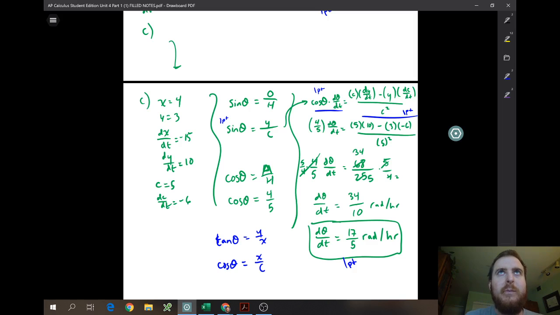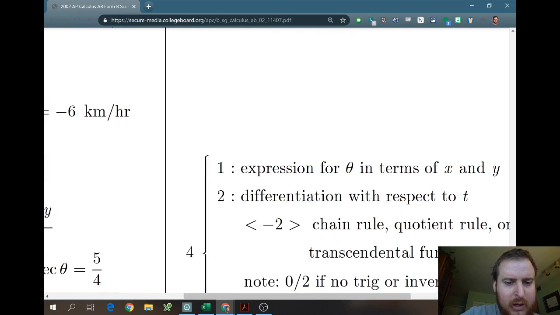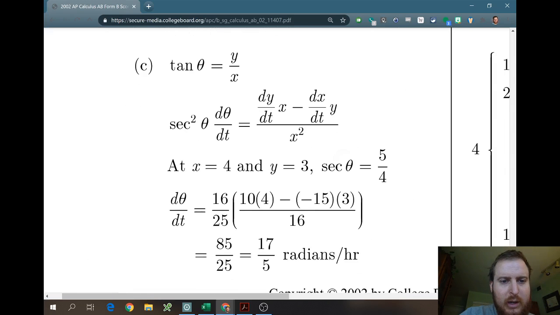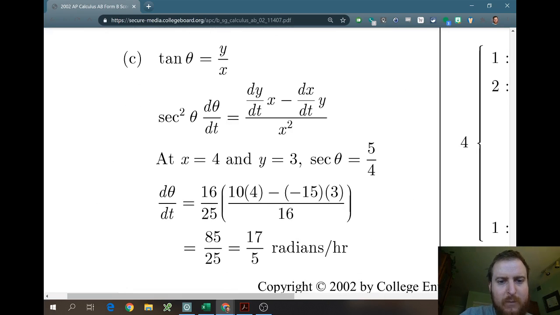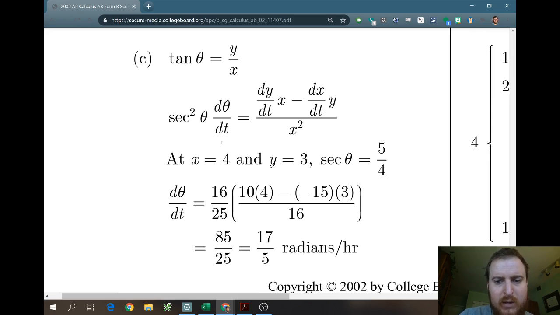So the AP, I'm going to pull in the AP scoring key and just show how they did this with tangent. So they used tangent theta instead. And so then they would have had secant squared theta, d theta dt equals, and they did the whole low d high minus high d low. And then at x equals 4 and y equals 3, so cosine, right? Cosine would have been, the x would have been 4 over 5. And so secant, they flipped that to 5 over 4. And so then they plugged that in for secant squared, and then they solved, they got to the same 17 over 5. So if you did it that way, you would have gotten the 5 points as well.